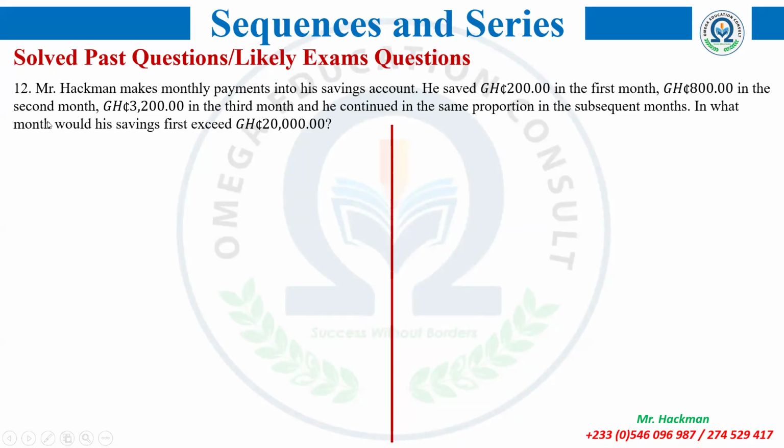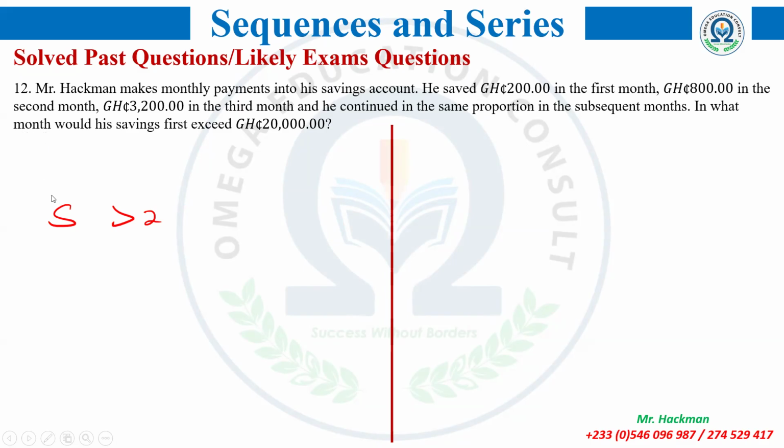And the last statement, you have to be very careful. In what month will his savings exceed this amount? So this is where you have to be very critical. You are looking for your S_n, take note, to be greater than this amount. Your S_n will be in terms of n because you don't know the n. That's what the question is asking you to find. n is representing the month. Am I right?